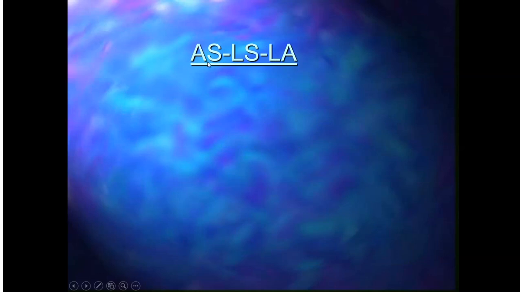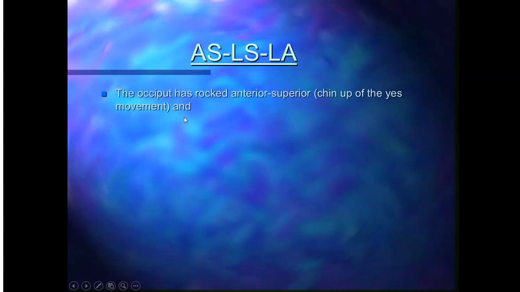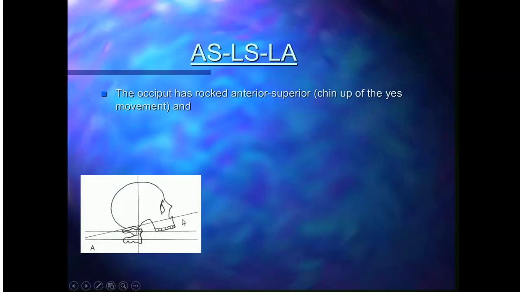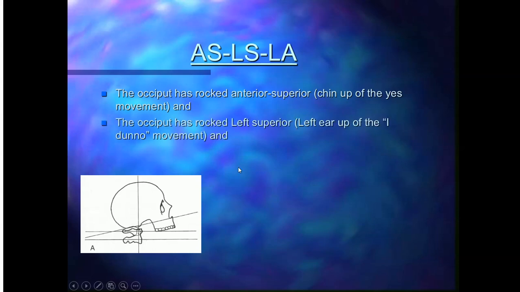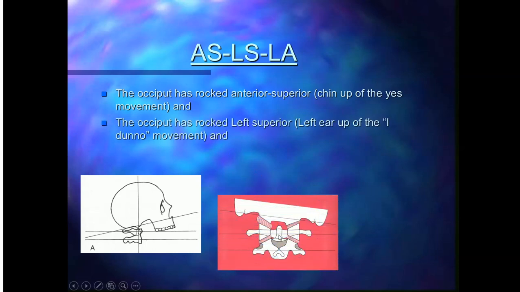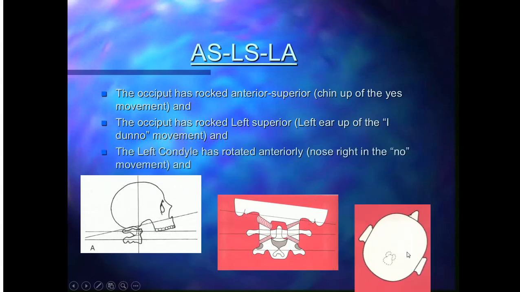Here's an AS, LS, LA. Occiput's rocked anterior, superior. So chin's up. Bottom of the condyle went anterior, superior. In this case, we have our left side high, so the left side is superior. And then we're interested in the left side, and it is anterior. So there's an AS, LS, LA, and those are our dashes that just help to separate each of those components.